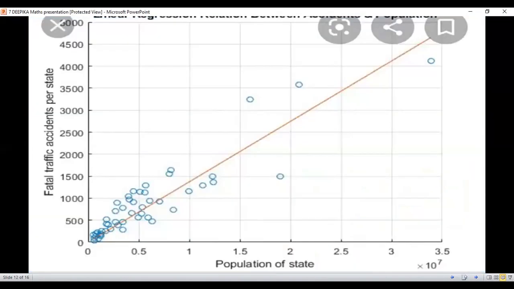As in this example, the x-axis is the population of the state, and the y-axis is fatal traffic accidents per state. As the graph represents a straight line, similar to the polynomial, it is a linear polynomial. So, next slide.